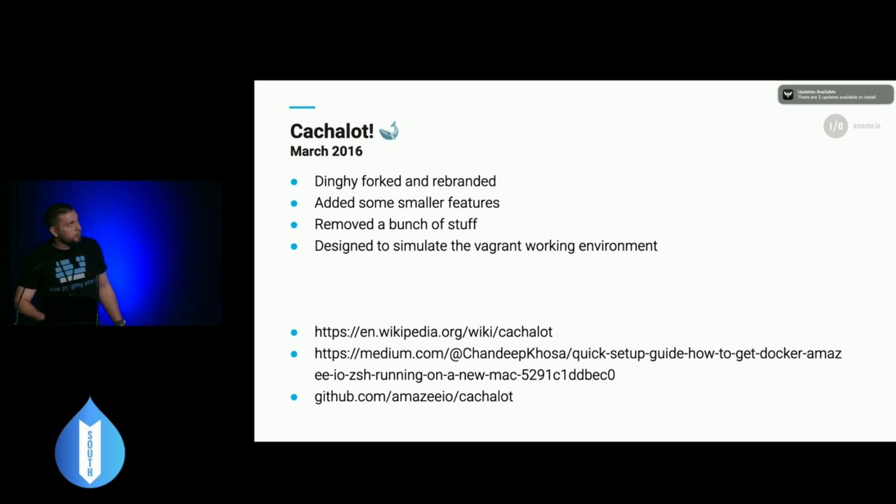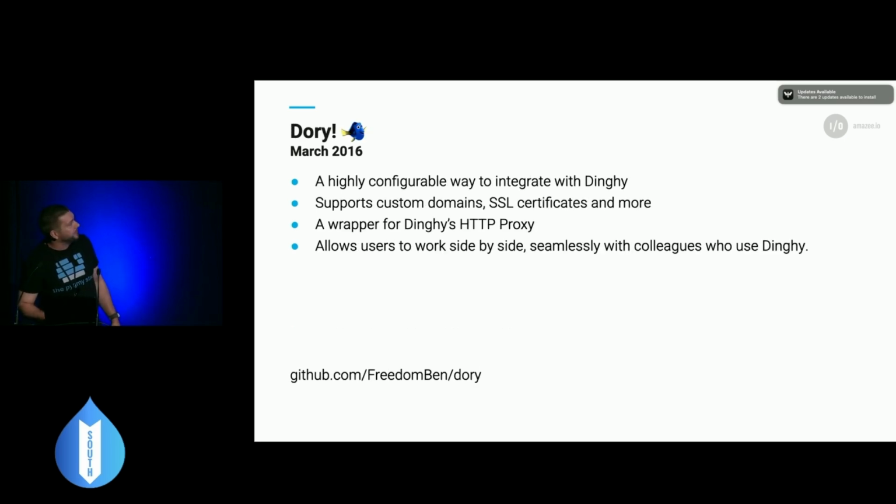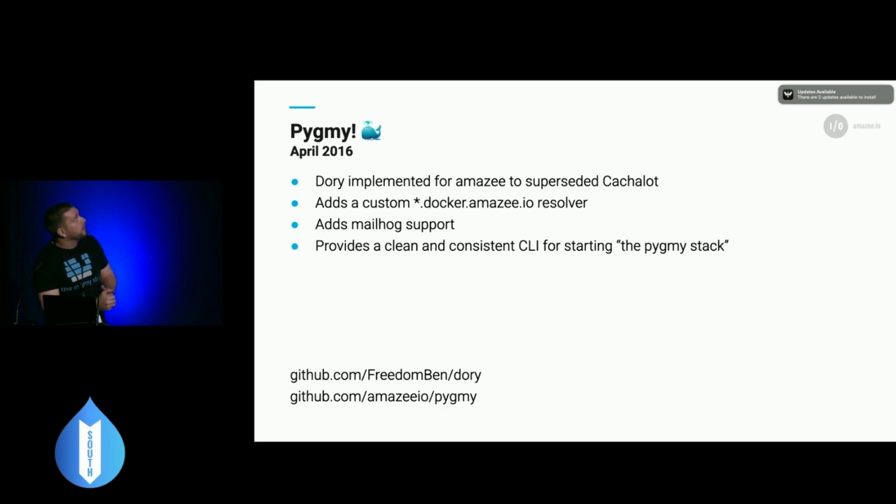So, moving on to Pygmy. Dory was a CLI tool which, if you're familiar with Pygmy, you will probably recognize a lot of the design patterns here. Dory was basically the blueprint for Pygmy, which was made to support Dinghy at the time. Around this time, our friends at Amazee, either Mike or Basti, noticed this and had a similar thought: why don't we take this thing, make it our own, make it support Cachalot, and go from there? So that's the path that was taken.